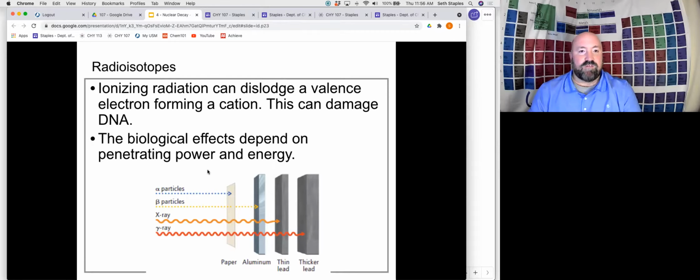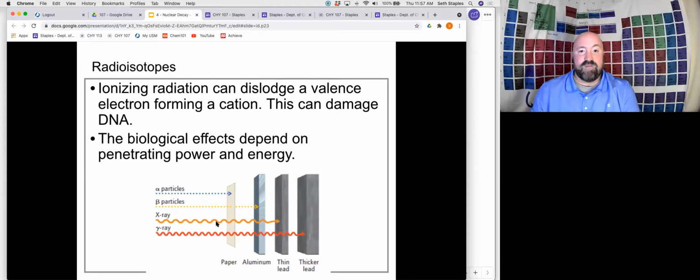And this is a good visual of the various penetrating power of radioisotopes in general. Alpha particles, they're pretty big, pretty bulky. Alpha particles you can literally stop with a sheet of paper. Beta particles have a little bit more energy. They'll blast through a sheet of paper pretty easily, but they'd be stopped by aluminum, which is a pretty thin metal.